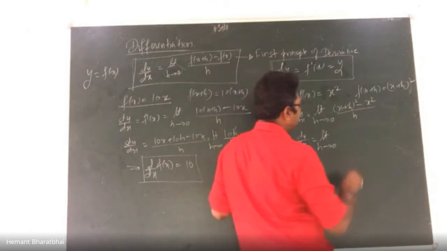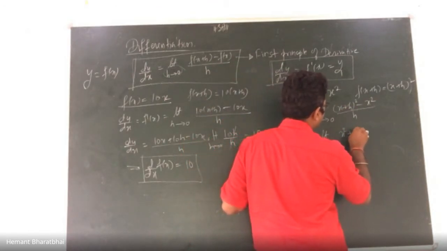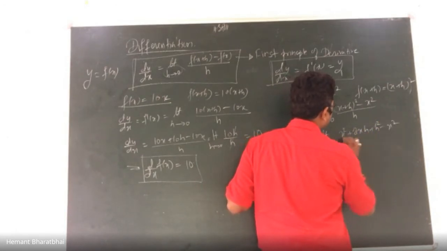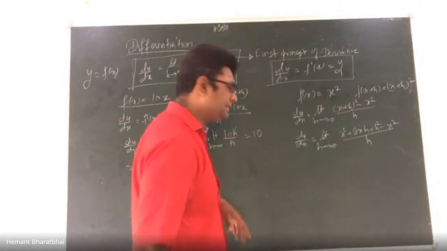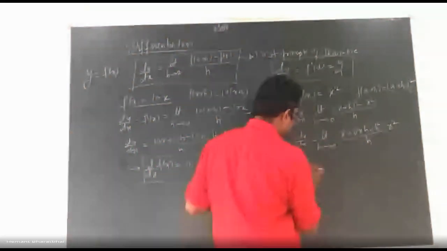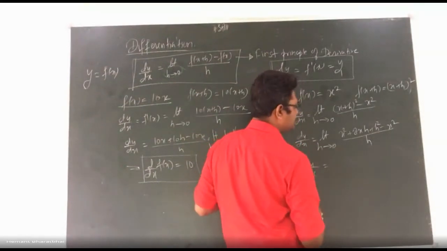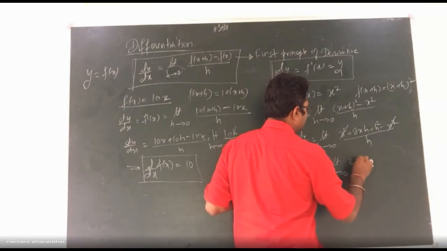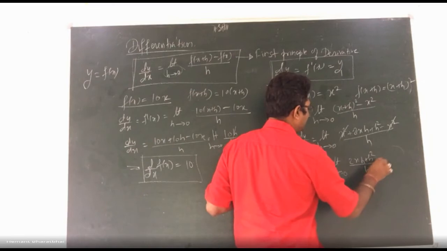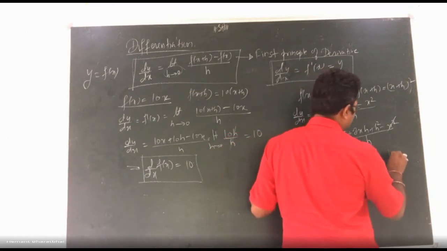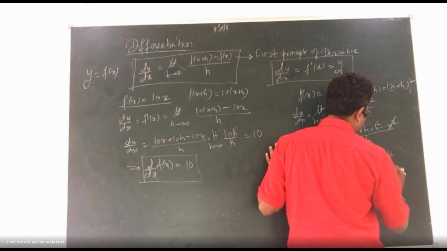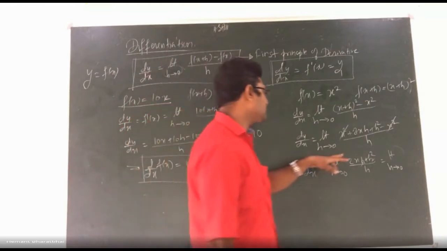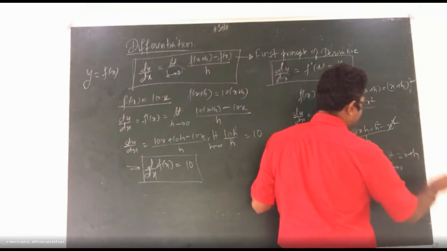So this is going to give me dy by dx is equal to limit of h tends to 0, when I expand this, x square plus 2x into h plus h square minus x square, the whole upon h. Plus x square minus x square will get cancelled, therefore I get dy by dx is equal to limit of h tends to 0 of 2xh plus h square upon h. I'll take h as common and cancel it out, so what will remain here is 2x plus h.